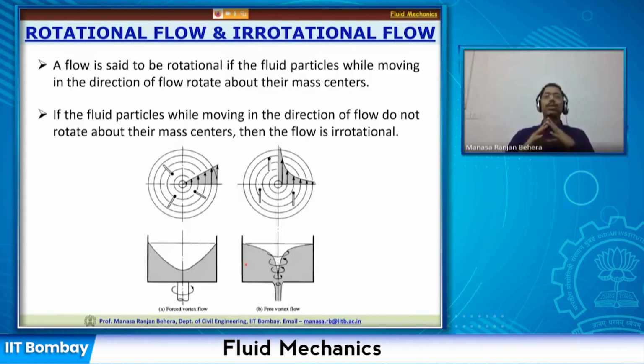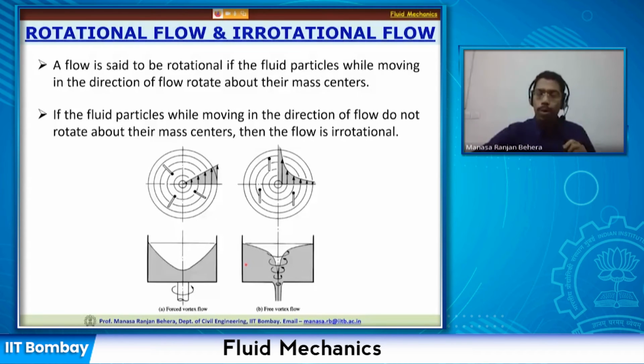All right. Now similarly, there is a characteristic called rotational flow or irrotational flow. When do we call it rotational flow, and when do we call it irrotational flow? Let us look at the definitions first. A flow is said to be rotational if the fluid particles, while moving in the direction of flow, rotate about their mass centers.